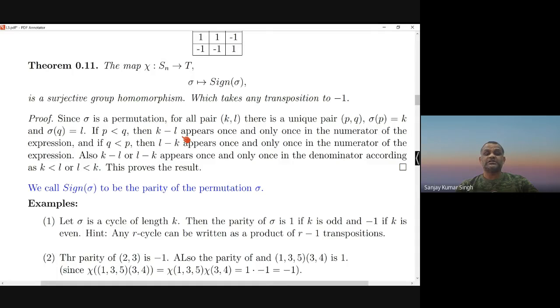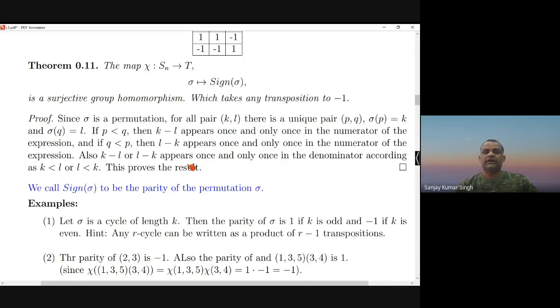And if Q is strictly less than P, then L minus K appears once and only once in the numerator of the expression. And also K minus L or L minus K appears once and only once in the denominator, according to the choice of K strictly less than L or L strictly less than K. And since it comes once in the denominator and once in the numerator, they cancel each other. The only thing that remains is plus 1 or minus 1.